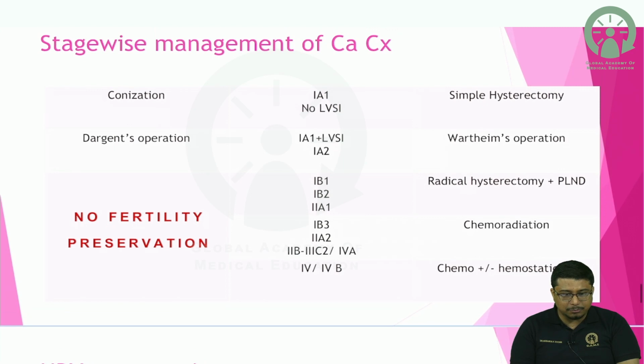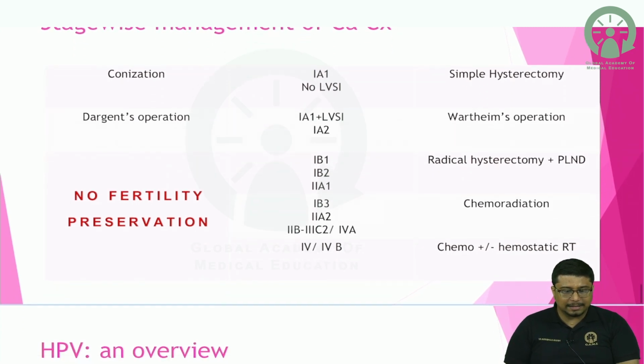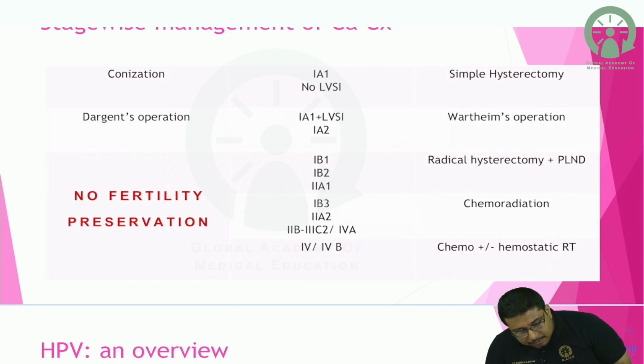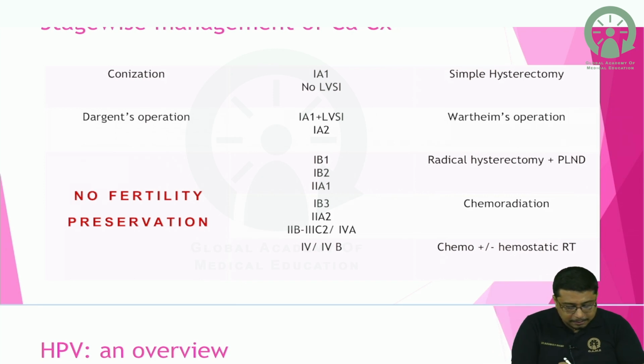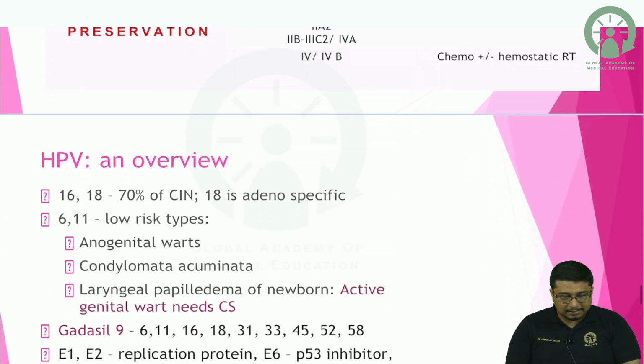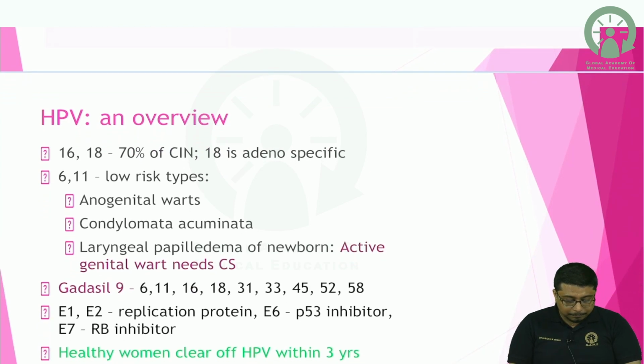So this is the stage wise management of CA cervix, and this is what you should take a screenshot of, save and read. There are fertility preserving surgeries on the left side, and the complete surgery on the right side. Remember, Dargent operation, the other name is radical trachelectomy, right? So let us discuss HPV.